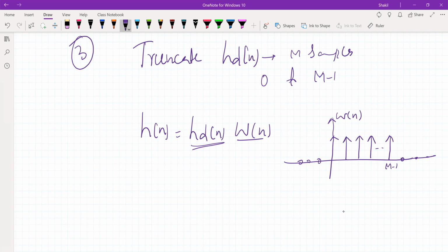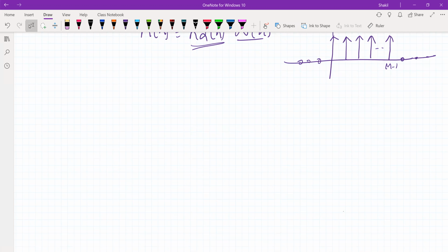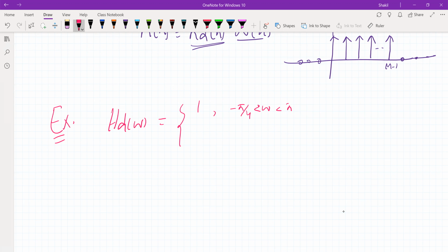Alright, let me illustrate these steps. Let's take an example to illustrate these three steps. So these are the three steps that we'll stick to. Let's solve an example for this. Let's suppose the desired filter response that is given to you is like this. It is equal to 1 when omega is between minus pi by 4 to pi by 4, and it is 0 otherwise.